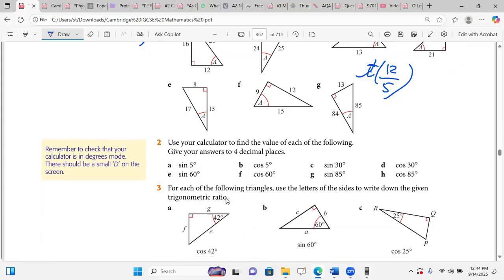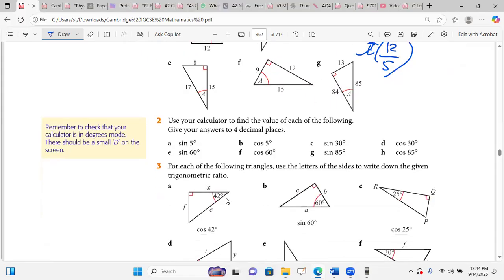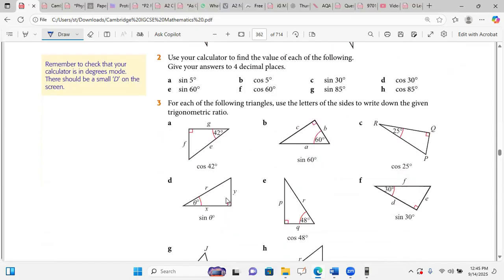Use a calculator to find these values. Just write cos with 60 degrees, sine with 85, cos with 85, and get the answers up to 4 decimal places. Then he is saying calculate the ratios, like how you will write sine 42, cos 42, tan 42, as we have done the practice for tan. So it's easy to manipulate.